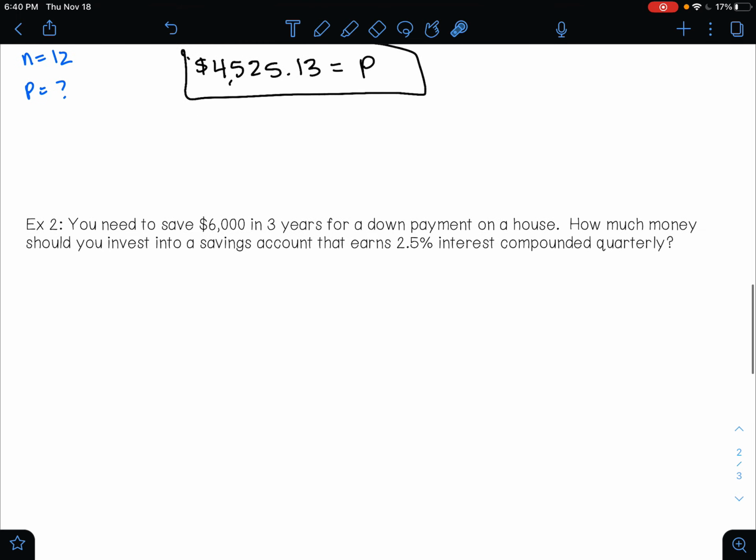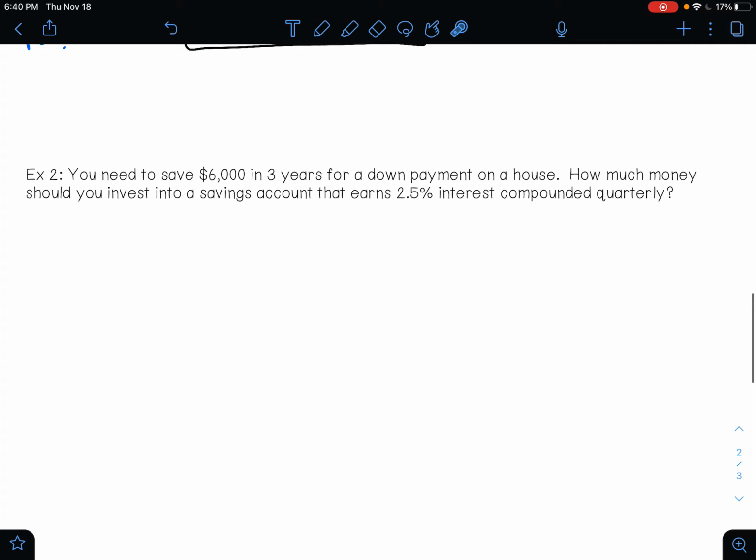Example 2. You need to save $6,000 in 3 years for a down payment on a house. How much money should you invest into a savings account that earns 2.5% interest compounded quarterly? Well, let's find out. You want $6,000. That's your A value. You want to have that in 3 years. That's T.